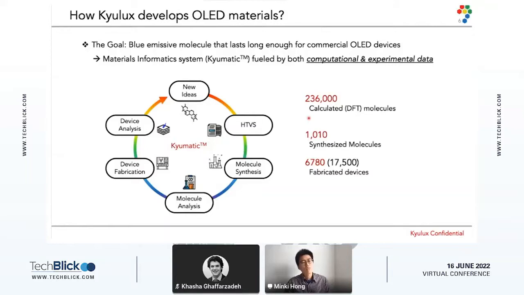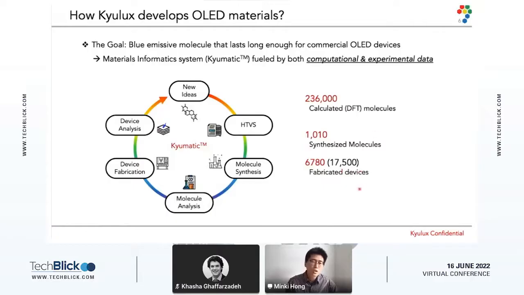So far we have accumulated data on more than 236,000 molecules, and we have calculated those molecules. Out of that we actually synthesized more than 1,000 molecules. Out of those molecules, we fabricated more than 6,700 devices which have a unique structure. If we count all the duplicates as well, it is actually more than 17,000 devices.